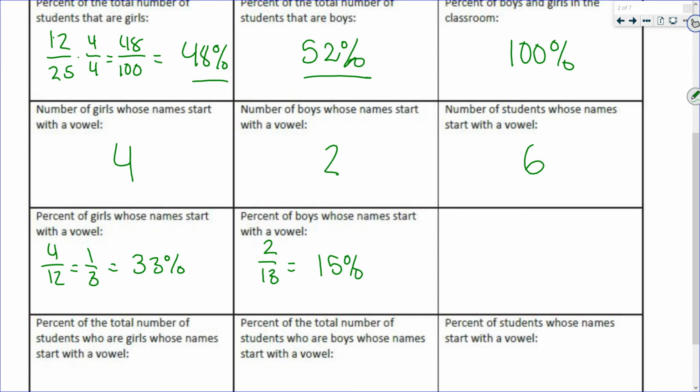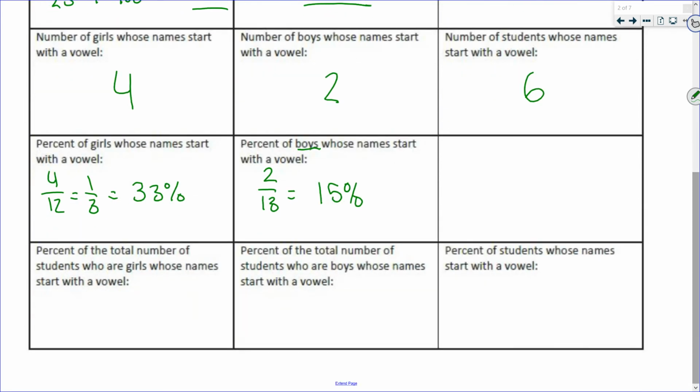Now, are we saying 15% of all the kids in the classroom have a vowel? No, we're only saying 15% of the boys. The boys only represent 13 of the kids. So technically, we're only looking at 2 out of 13 boys. Now, if we were saying 6 out of 25, that would be a different story. But we're only asking for the percent of the boys, not the percent of the total number of students. So you got to be very careful about what it's asking you.